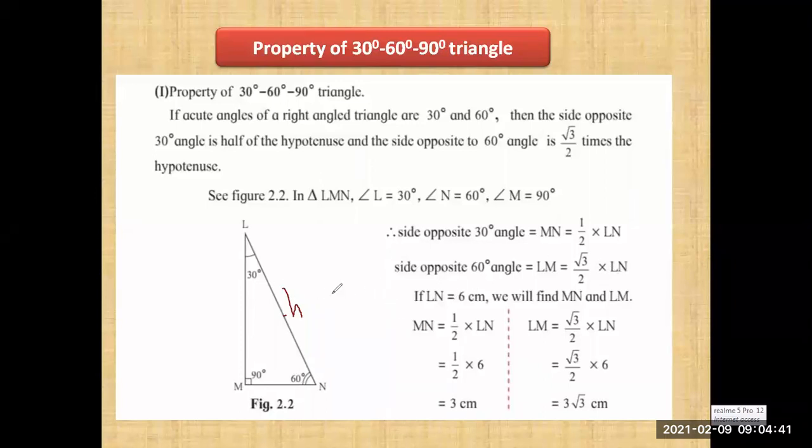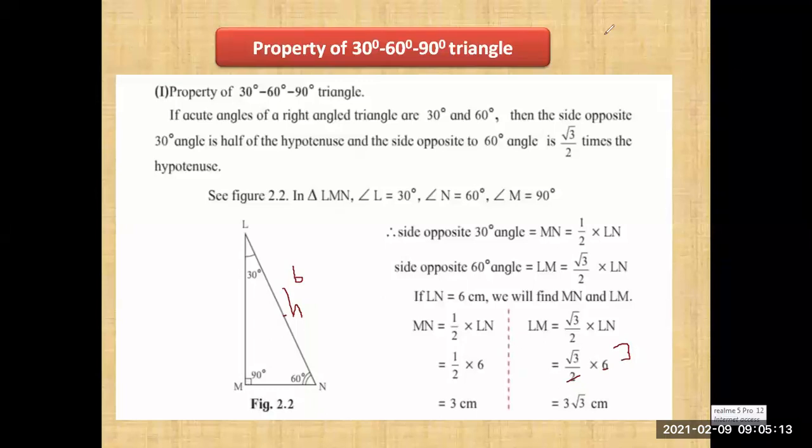So if LN is 6, LN is equal to 6 given, then easily we find MN and LM. So MN is equal to half into LN, half of LN, that is equal to 3 centimeter. Similarly, LM is equal to root 3 by 2 times LN. So cancel it, 2 ones are 2 and 2 threes are 6. So we will get 3 root 3.